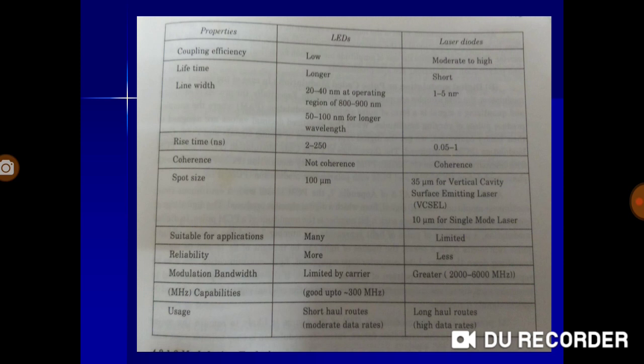But laser diodes are very sharp, very intense, and they do not have a huge spread. So they are very specific, very much directional. That's why it is 1 to 5 nanometers.